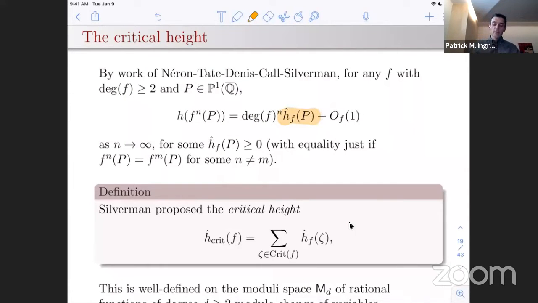And the observation one makes is that if you look at the height in an orbit, it grows like d to the n times something plus a bounded amount. And the bounded amount depends on f. But this coefficient of exponential growth, you can look at this and post hoc define it to be this divided by d to the n as n goes to infinity. We're going to call this the canonical height. And it tells you how quickly the orbit is growing in some sort of asymptotic way.